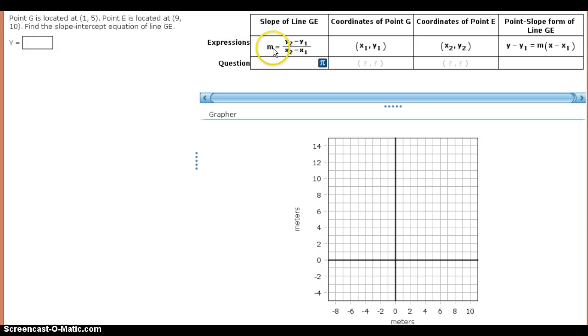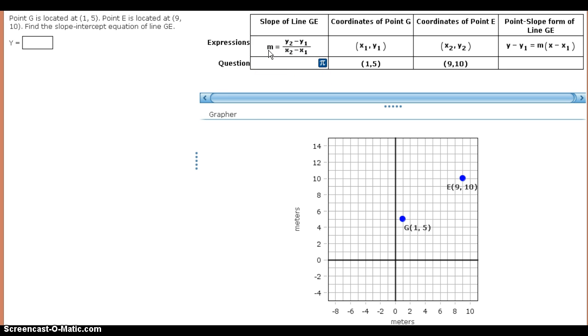So very first, we're supposed to find the slope. And in order to do that, I would probably go ahead and label the points first. So the coordinates of point G are 1, 5. So I just type that in, 1, 5. That's right. Coordinates of point E, it looks like 9, 10. So I would just type that in, 9, 10. And that's right. And then I need to find the slope.